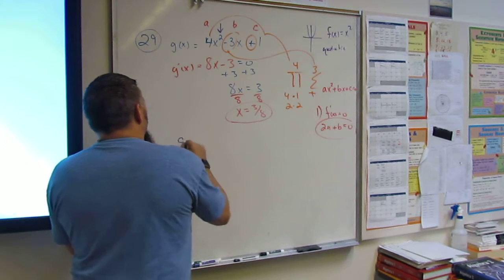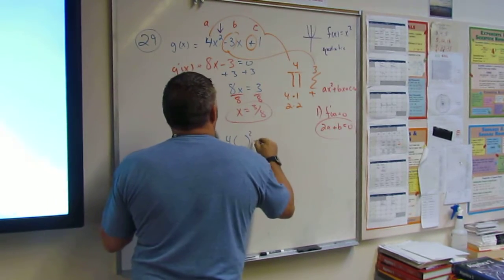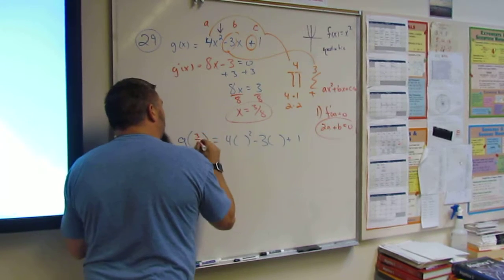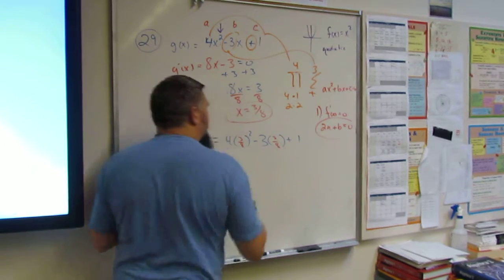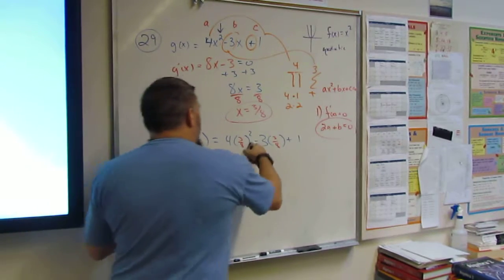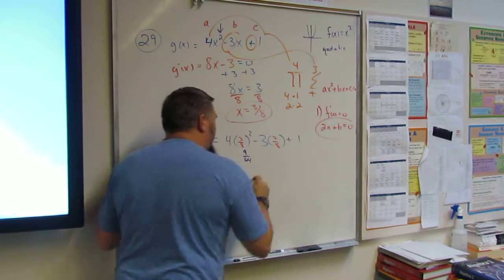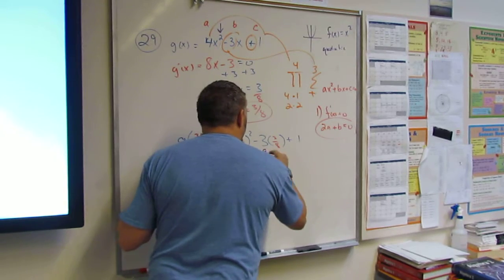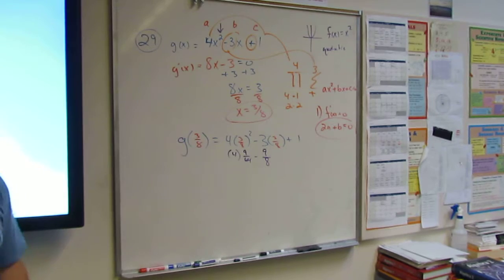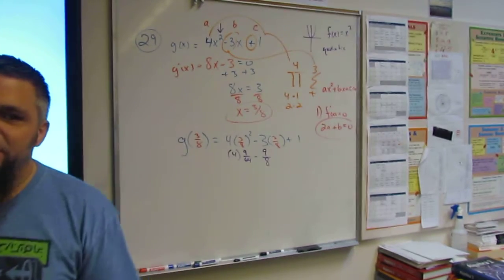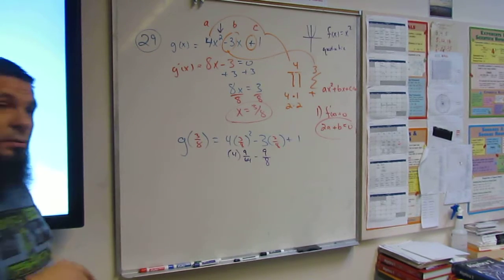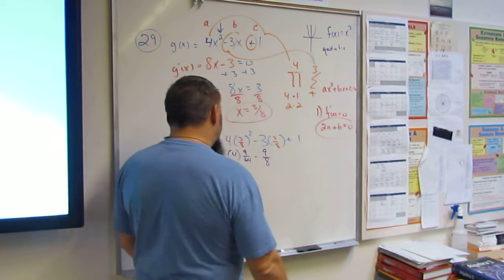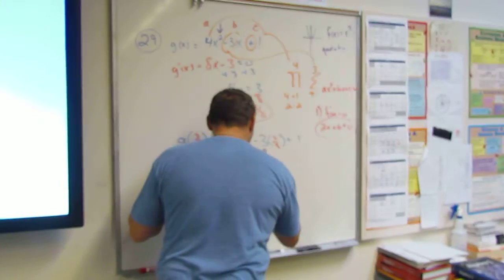So I take g of x equals 4x squared minus 3x plus 1. And I plug in whatever that x is. In this case, it's 3/8. And I'm going to do the math. 3/8 squared, well, that's 9 over 64. Times 4. Minus 3 times 3/8 is 9 over 8. Okay? But 4 goes into 64 how many times? Very good. 16 times? Yeah? Yes. The answer.